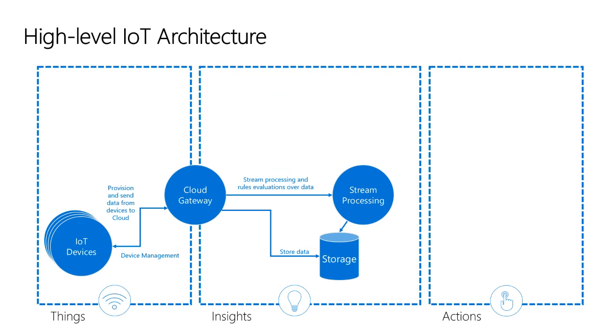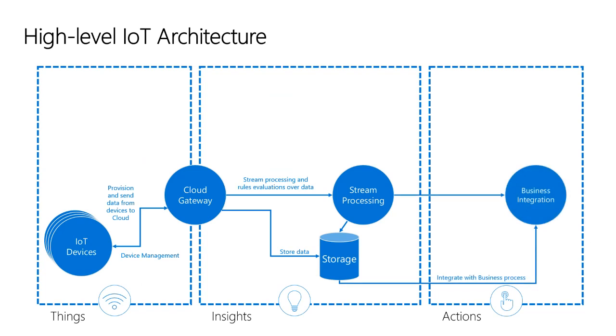Cold path storage is for if you need to hold the data for longer term and use it for batch processing. We recommend Azure Blob Storage for that. This is important if you want to do predictive maintenance or just need to be able to see data from long periods of time. So you're really going to look at cold path storage.